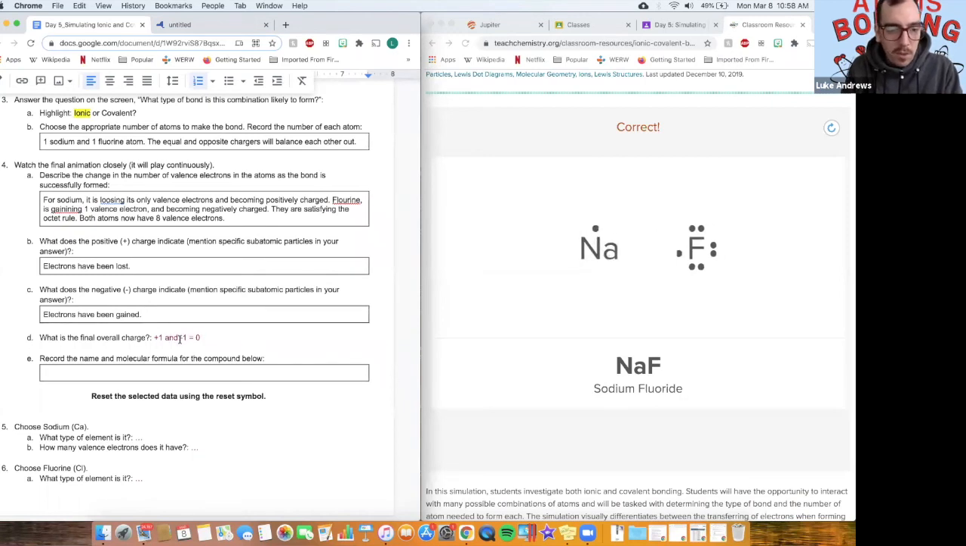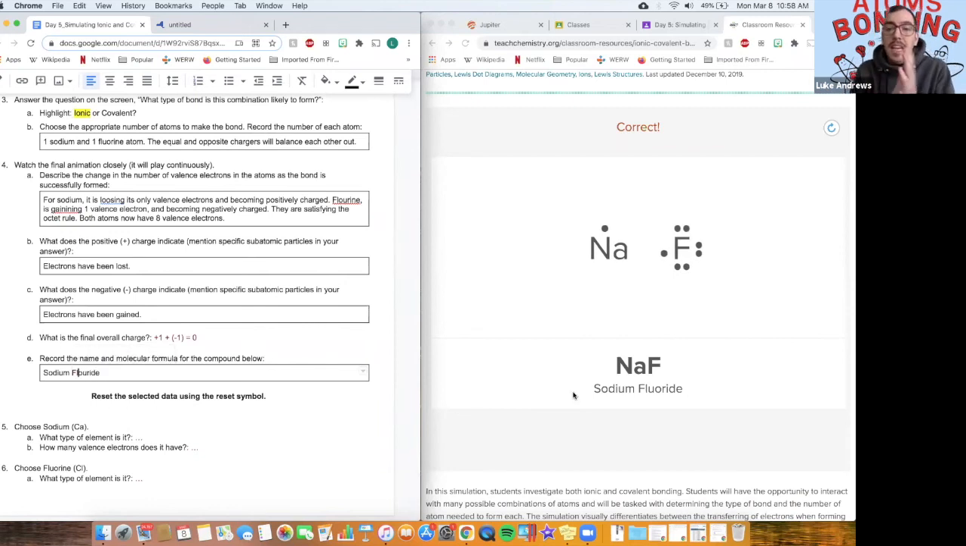I could probably write that a little more gracefully. Let's do it like this. +1 plus -1 equals 0. When we put those two elements together, we get a net charge of 0. What is the name? Sodium fluoride.